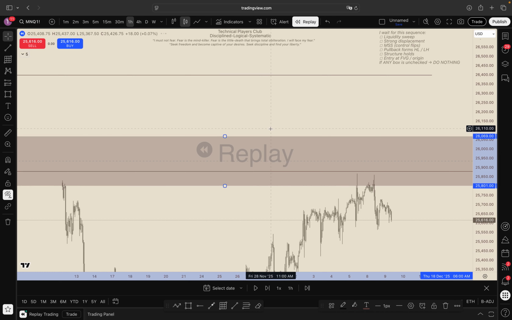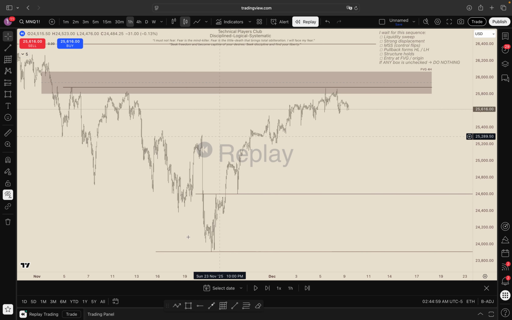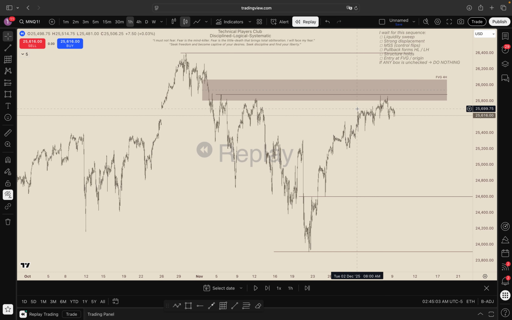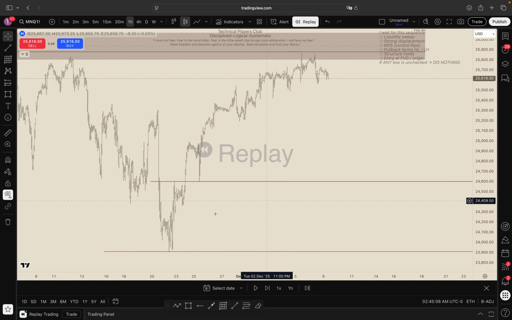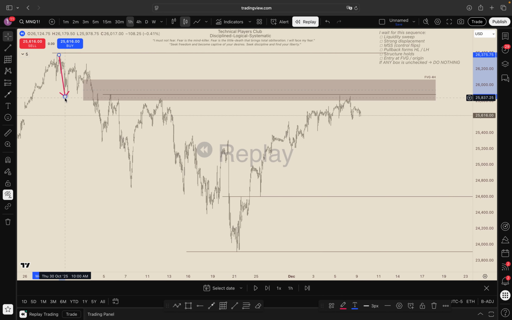Now look at this on the 4 hour chart. This is also a 4 hour imbalance, also known as a FVG. You feel me? Also known as a FVG. So we go there, mark that as a 4 hour FVG. Boom. Now, let me drop back down to the 1 hour.